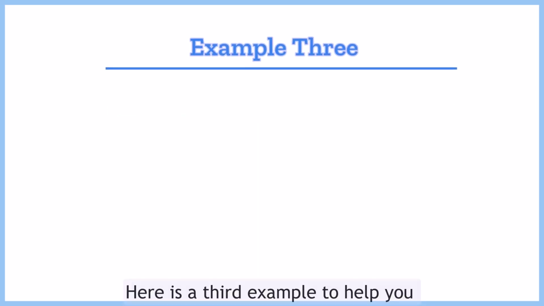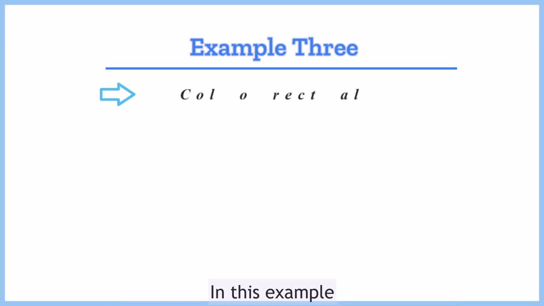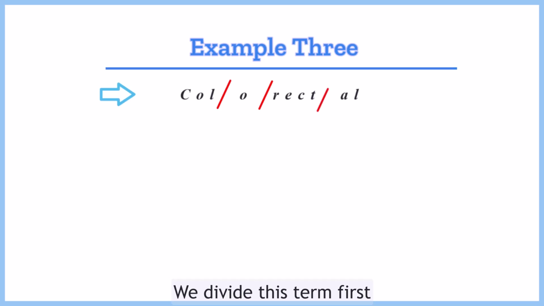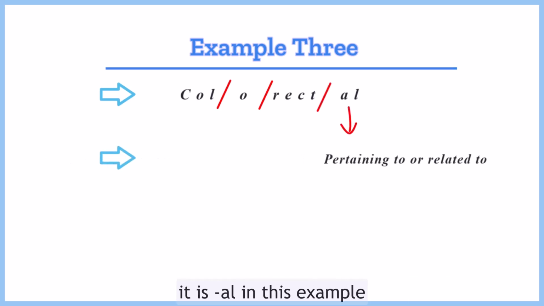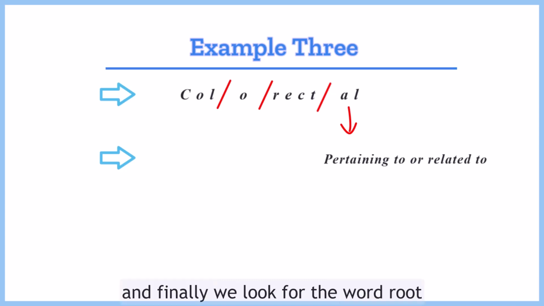Here is a third example to help you grasp how medical terms work. In this example, colorectal contains two word roots. However, the same rule still applies, or always applies. We divide this term first, then we look for the suffix. It is al in this example, meaning pertaining or related to. Afterwards, we look for the prefix, if any. It's not there. And finally, we look for the word root.